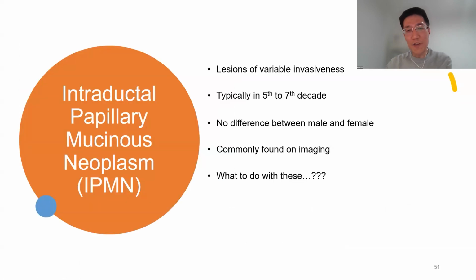So there are lesions of variable invasiveness, typically in the 5th to 7th decade of the patients. There is no difference between male and female. I used to say more common in male, but now we know it's actually no difference. It's probably because we're doing more scans and we've got more data to reveal that they're not actually any different. They are very commonly found on imaging and always raise the question, what do we do with these?